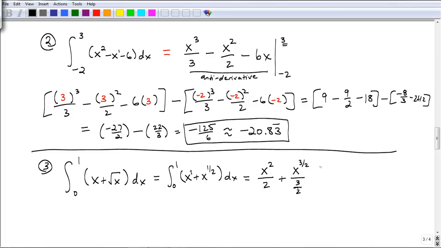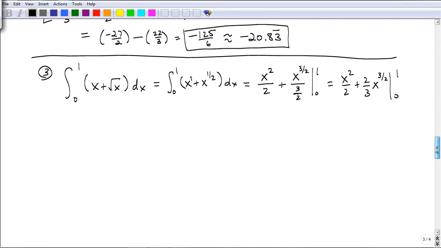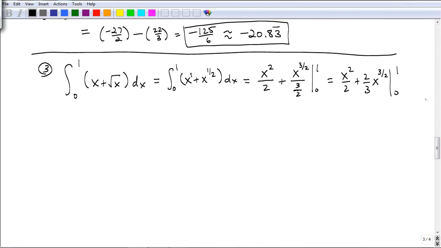And then my bounds go from 0 to 1, so they usually write a straight line for that. Dividing by 3/2 is the same thing as multiplying by 2/3. So I just rewrote it so it looked a little nicer. But now I can calculate this. First I'm going to plug in 1, and then I'm going to plug in 0. And I'm going to subtract what I get when I plug in 1 minus what I get when I plug in 0.